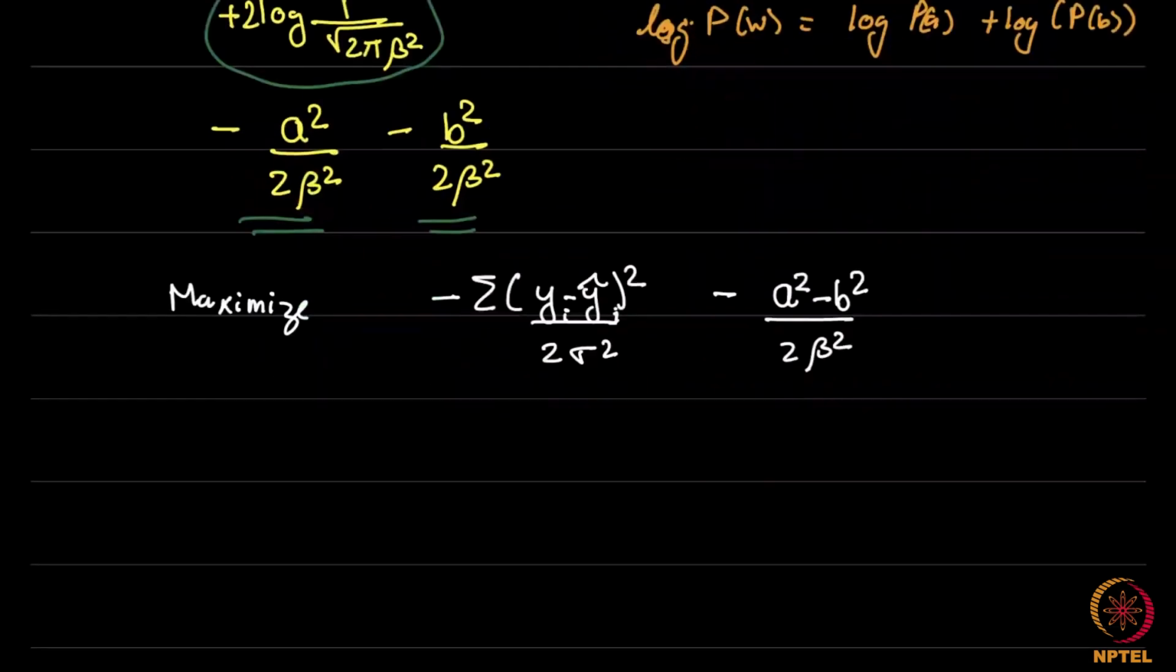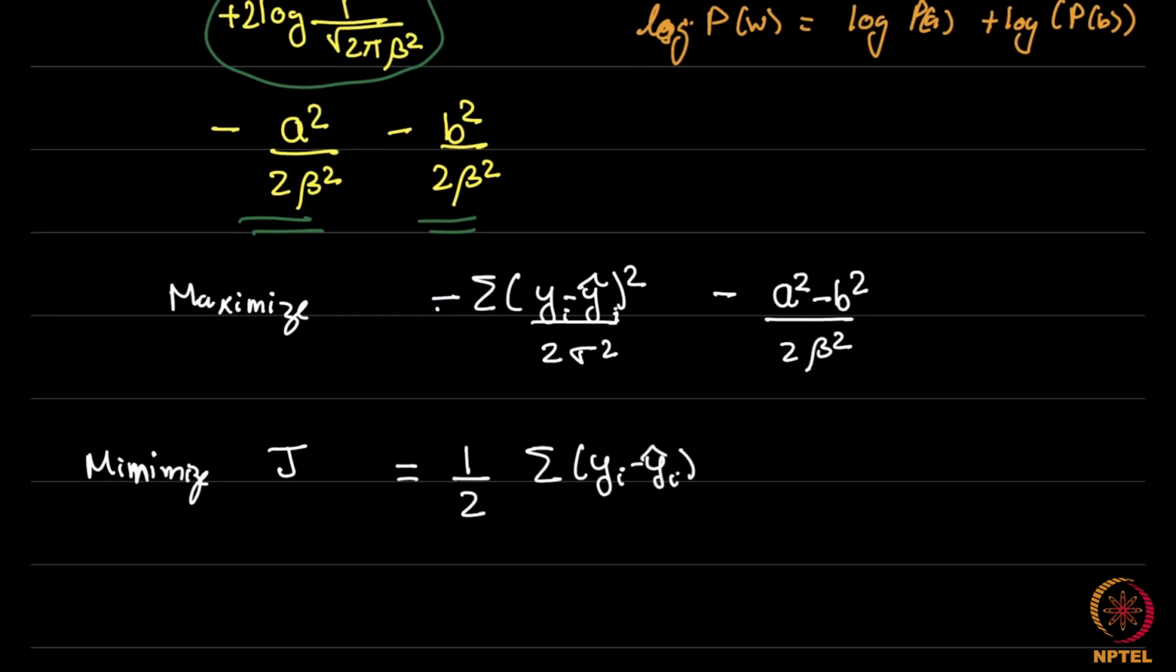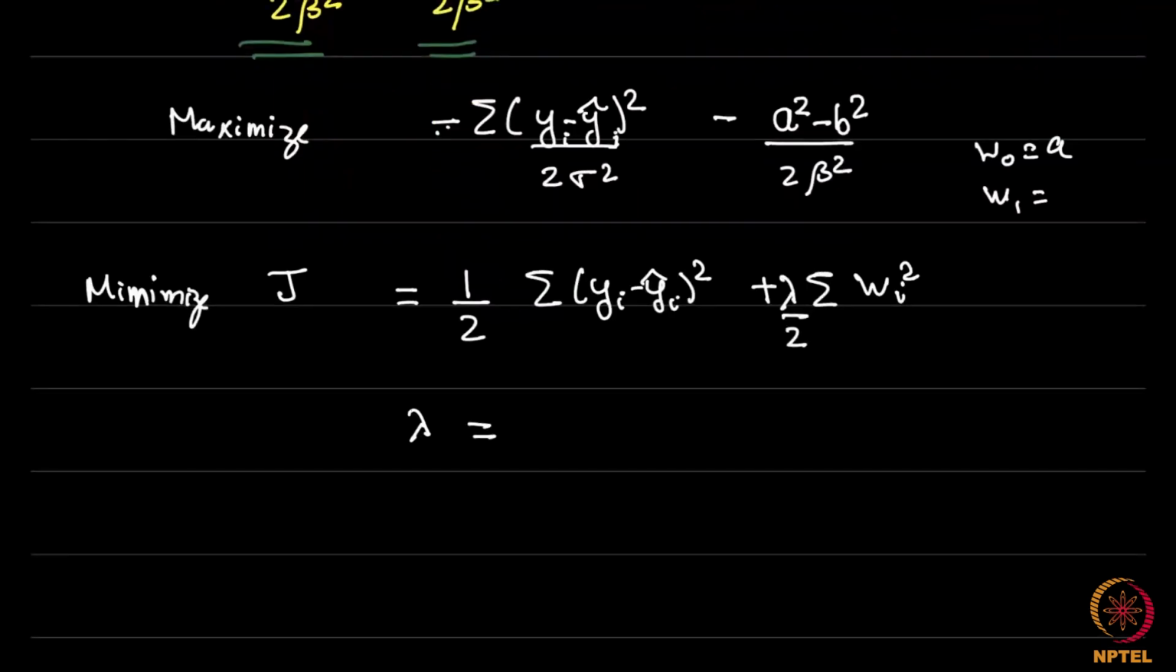Okay. So you can now write this as minimize J. So I'm removing the minus. I'll put a 1 by 2 sigma of yi minus y hat i square plus, I have removed the minus, remember, lambda by 2 sigma of wi square, where w0 is, let's say, a and w1 is b, where lambda is equal to sigma square by beta square. Basically, if you multiply this equation by sigma square fully, you get this.